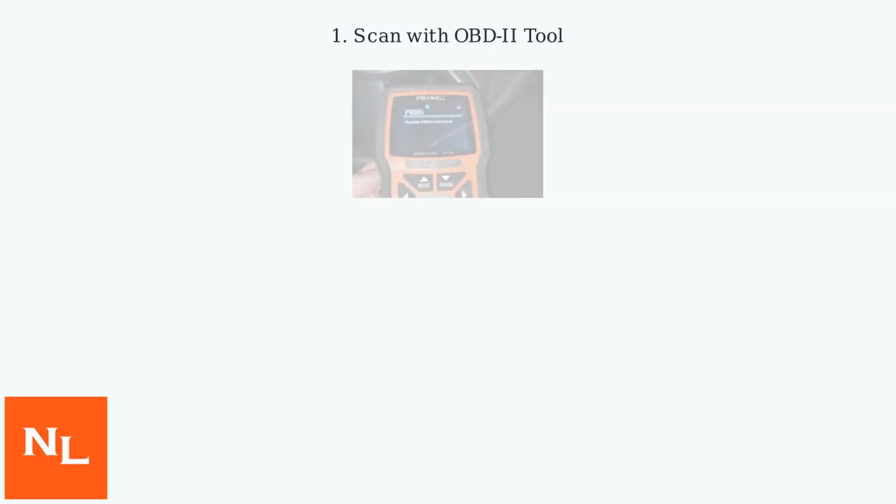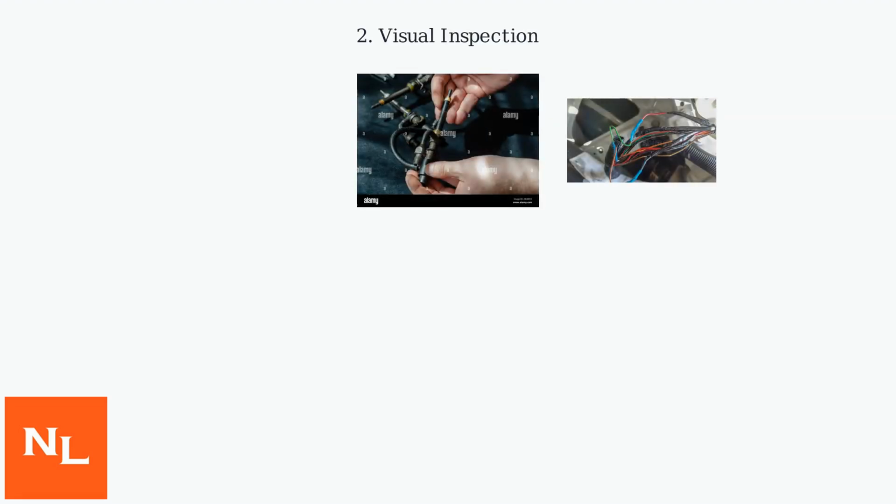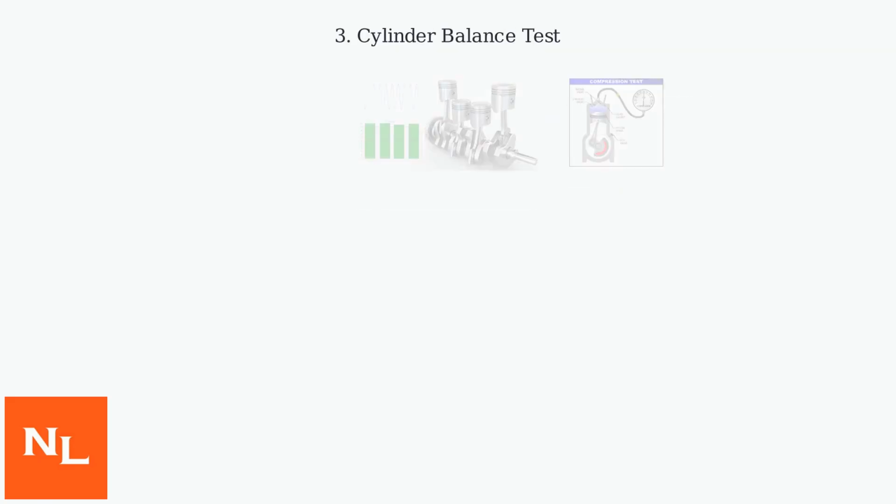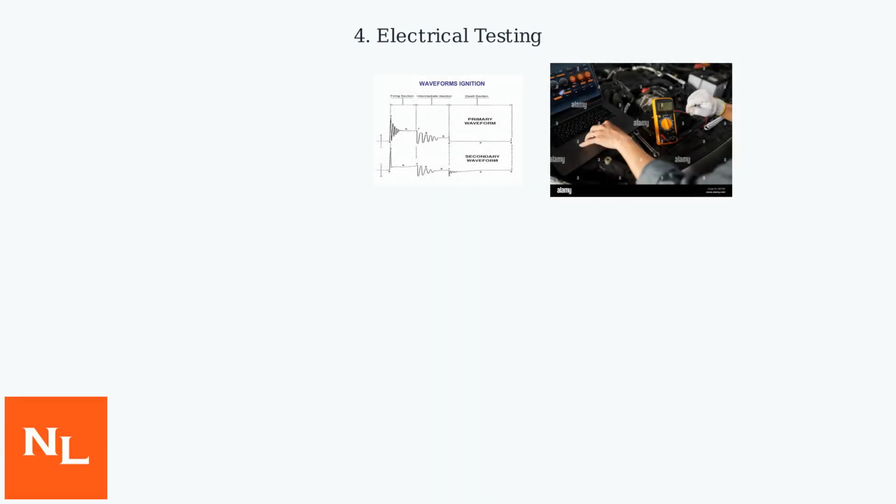Start by using an OBD2 scanner to confirm the P0305 code and check for related codes like P0300 for random misfires. Next, visually inspect ignition components, fuel injectors, and wiring for damage. Perform a cylinder balance test or compression check to identify mechanical issues. Use a multimeter or oscilloscope for electrical testing of ignition coils and injector circuits. Modern scanners help prevent engine failures through early diagnosis.